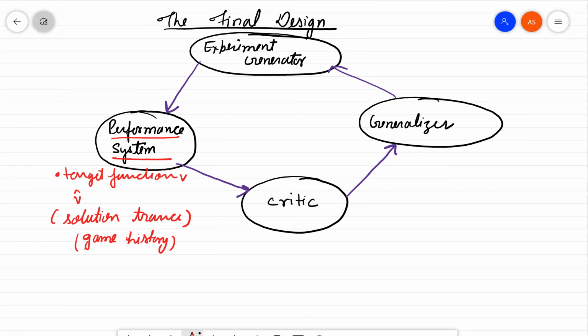And next is the critic. The critic will take this solution trace or history as an input, and it will produce the set of training examples.